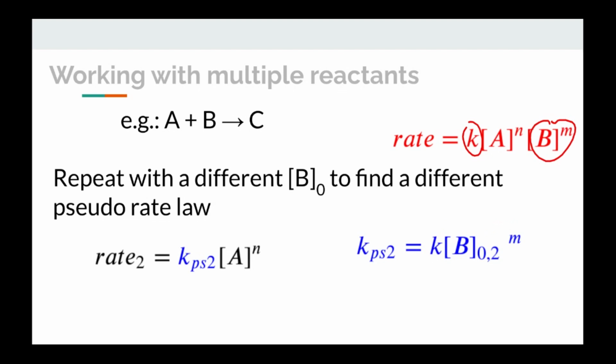Now we'll have two equations. We'll have the old one, Kps1 equals K times the starting concentration of B for run 1 raised to the M power, and we have two unknowns, K and M. So we can use those two equations to find our two unknowns.